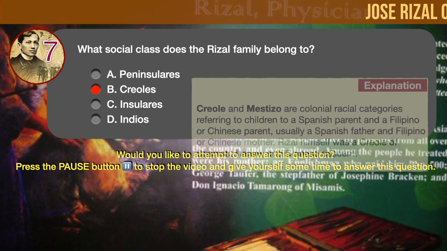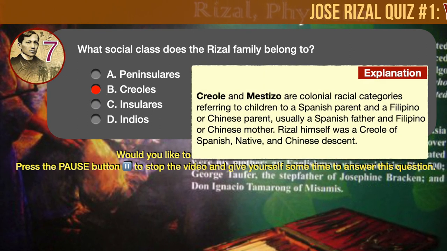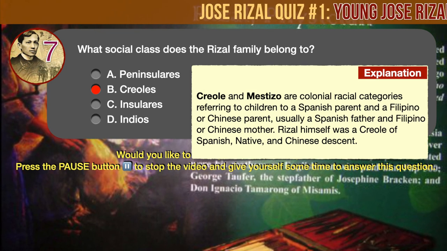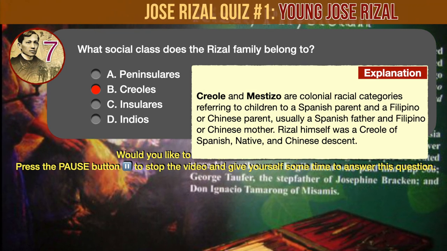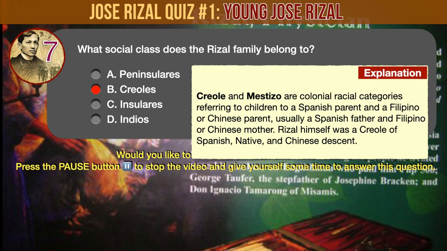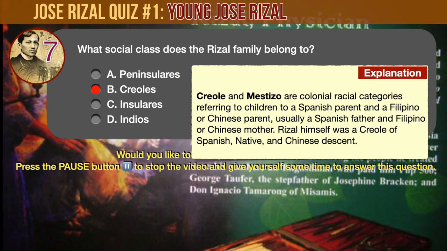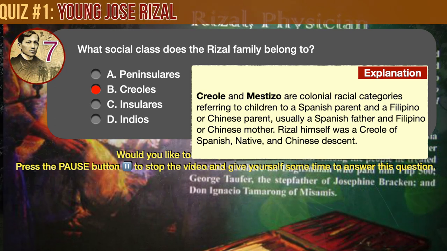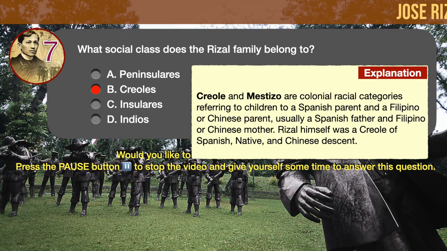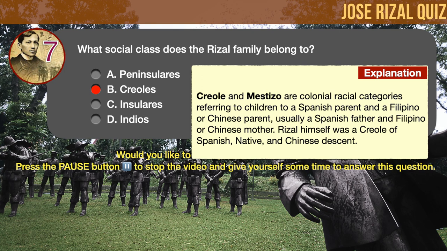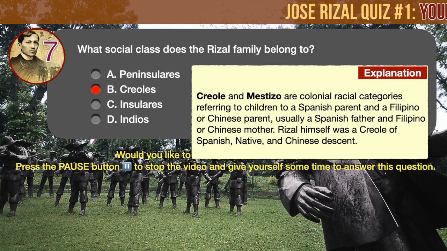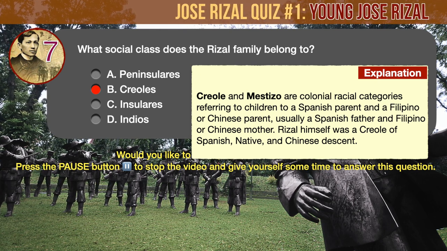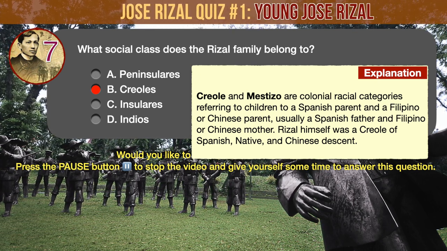Creoles. Creole and mestizo are colonial racial categories referring to children of a Spanish parent and a Filipino or Chinese parent, usually a Spanish father and Filipino or Chinese mother. In some books, Creoles include Insulares, pure-blood Spanish who were born in the Philippines. Traditionally, the Creoles enjoyed various government and church positions and made up the majority of the government bureaucracy. Rizal himself was a Creole of Spanish, Native, and Chinese descent.